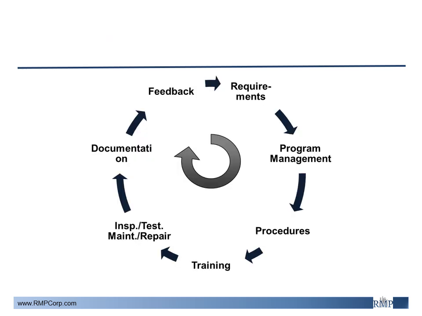Now that we've gone over everything, let's pull everything back together. If you're starting out, you'll look at the requirements for mechanical integrity. You'll designate that to a specific individual for program management. That individual will create or will delegate someone to create the procedures for any inspection, testing, maintenance, or repairs. You will have training on those procedures, and after that training, you can begin any inspections, tests, maintenance, or repairs. And with that comes any documentation. And in that documentation, you can use comments from that as feedback towards improving your program.